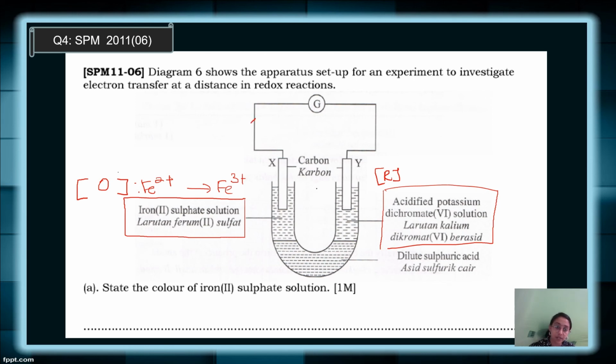And we know the electrons flow from oxidation to reduction. This is the flow. So these are the things you have to analyze. And upon that, one more thing you have to know: iron 2 is green in color, and iron 3 is brown. These are all the basic knowledge you should have. So let's look at the question. State the color of iron 2 sulfate. So just now I told you iron 2 is green. So you just state the color.